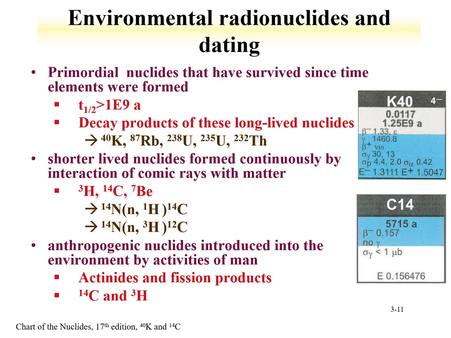Now, there are also shorter-lived radionuclides that are formed from continuous reactions with cosmic rays and with matter. So, for instance, tritium, carbon-14, beryllium-7. Here's the data from the chart of the nuclides for carbon-14. Its half-life is 5,000 years. Obviously, any carbon-14 that was originally deposited on Earth during the formation a billion years ago has long since decayed.